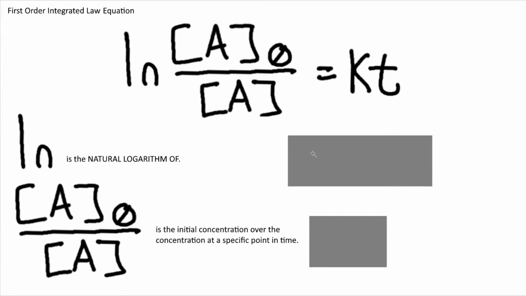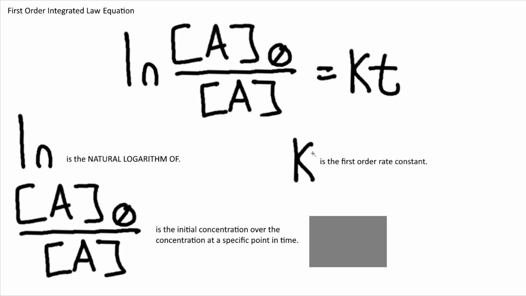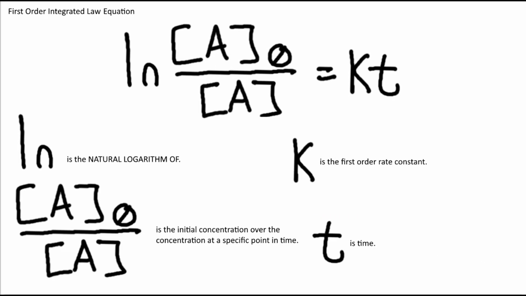Moving on. K is going to be your first order rate constant, and this will change depending on what order you're in. So if you have a K in the second order, then it is your second order rate constant, and a K in the 0 order is the 0 order rate constant. And lastly, T, and T simply stands for time, and that's the specific time that the concentration I was talking about earlier belongs to.